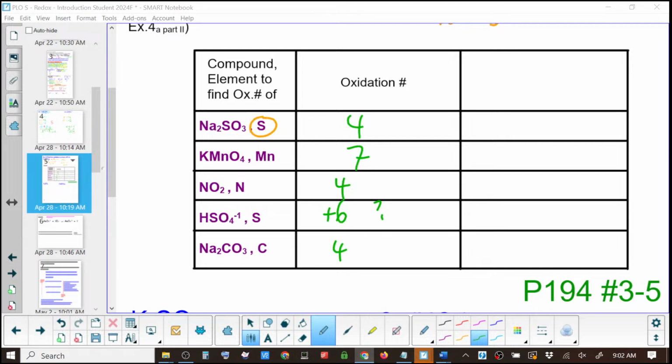Is chlorine always negative 2? What is chlorine always? Negative 2 or 1. But is it always? No. Because in this section, you're going to find out a lot of times it's not.